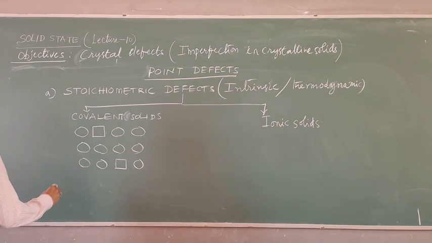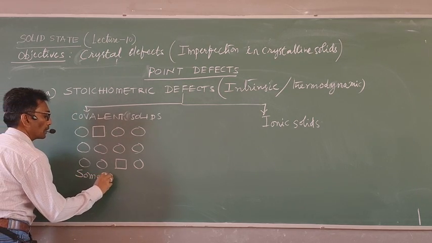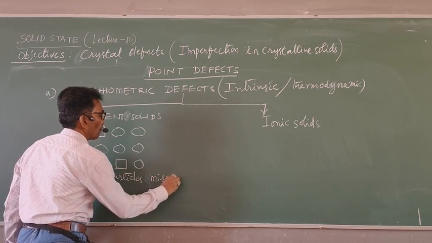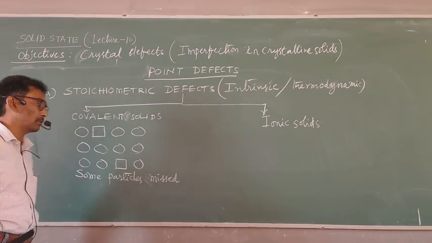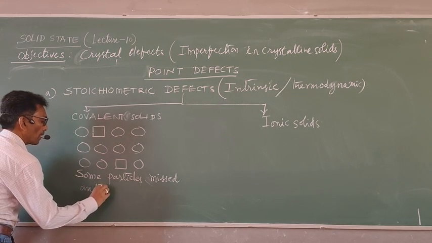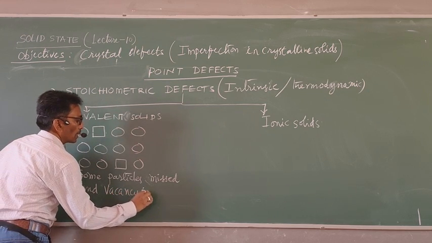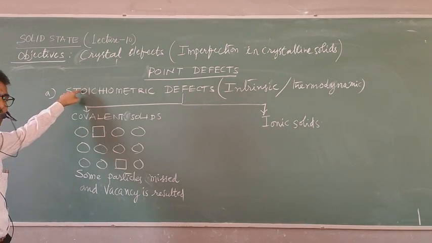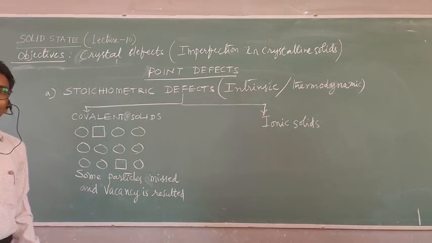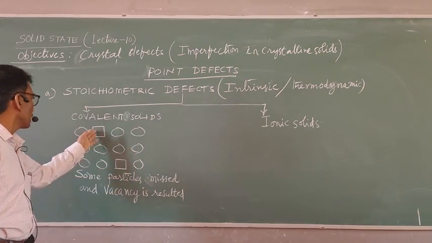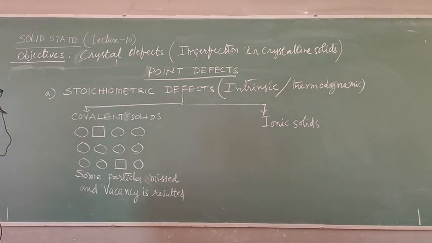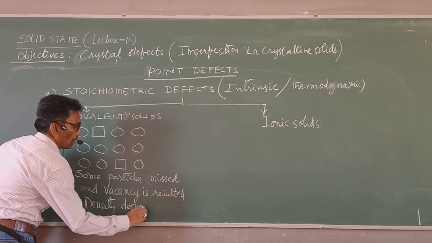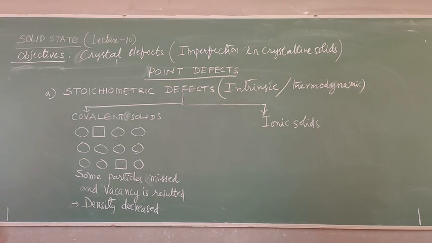Some particles or atoms are missed from their lattice points, and a gap is resulted. A vacancy is created. Due to this, what happened to the density? The formula is not changed, that is a stoichiometric defect, and density is decreased. Why? Because out of 12 particles, 10 particles are now available, 2 particles are completely missing from the positions. So density decreased.